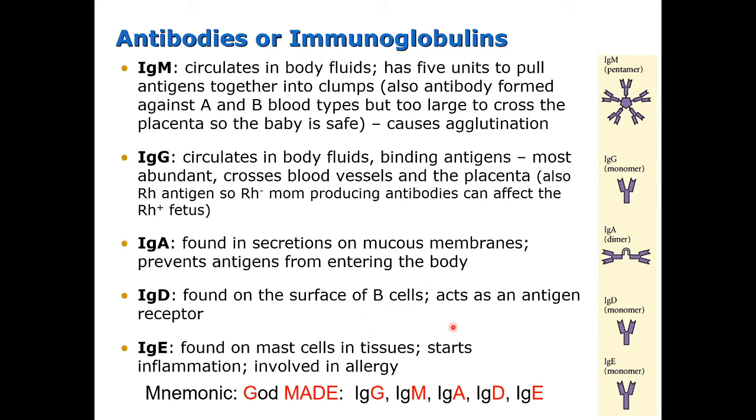IgE is found on mast cells and is a primary antibody in the allergic response. Now, I remember the names of the antibodies as God made, so God made all of them. And so it's IgG, IgM, IgA, IgD, and IgE.